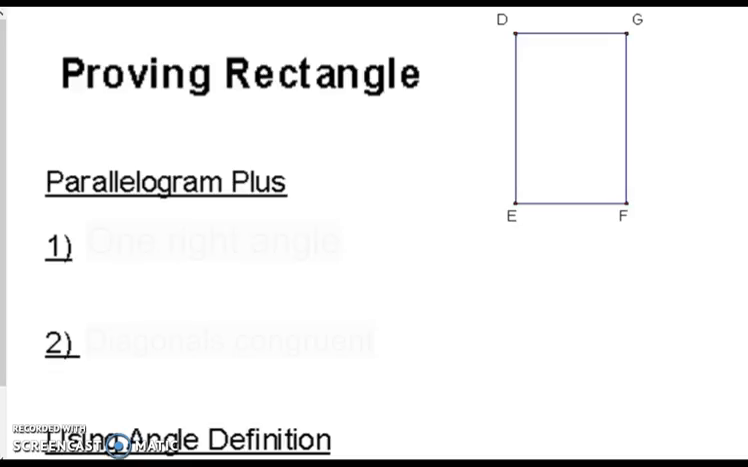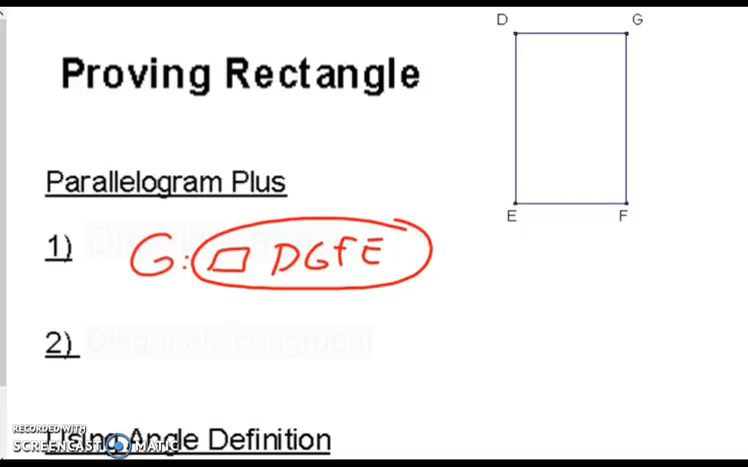The first thing we're going to look at is how to prove a rectangle. The first two ways we're going to talk about proving a rectangle are starting with that quadrilateral already being a parallelogram. So think about your proof. You're going along, either you're given this information or somewhere in your proof you get that DGFE is a parallelogram.